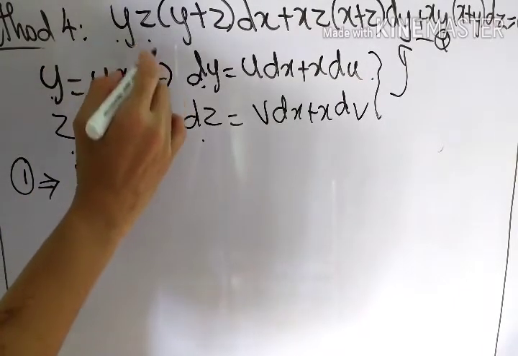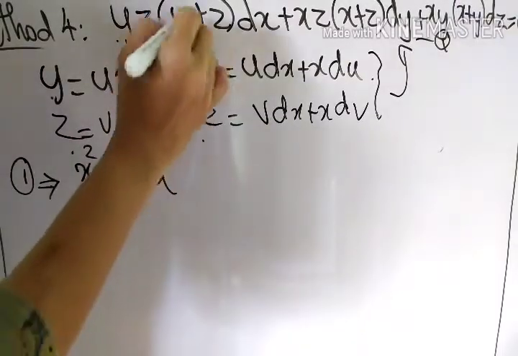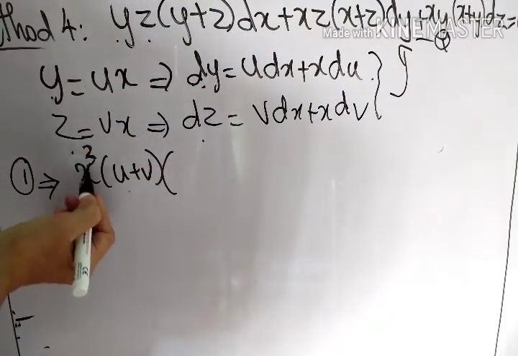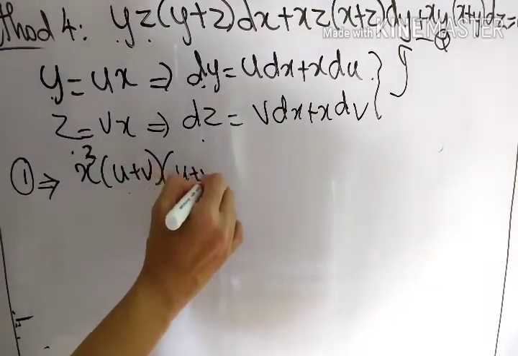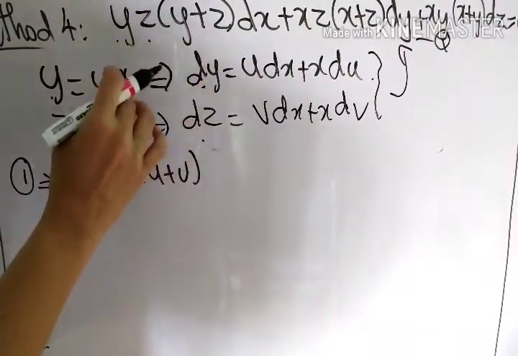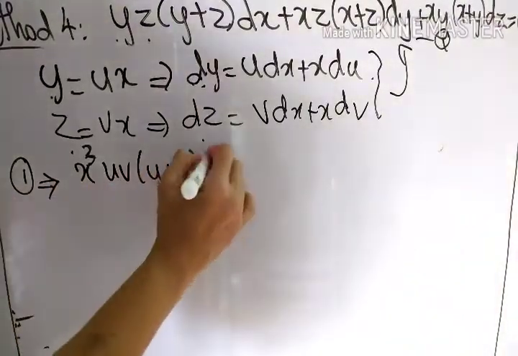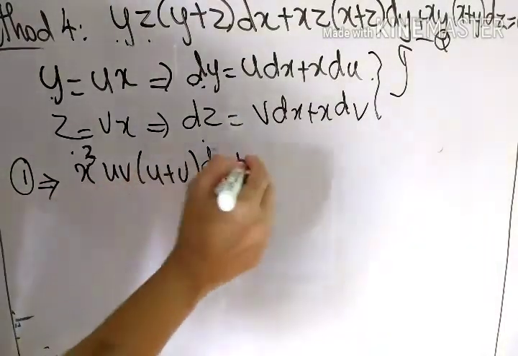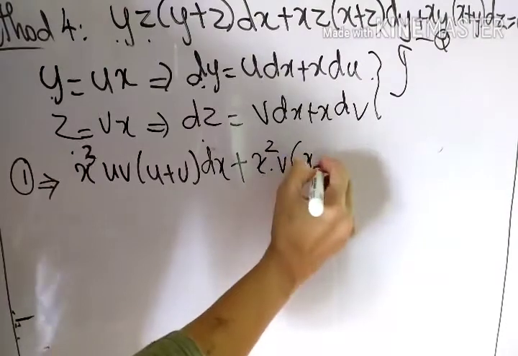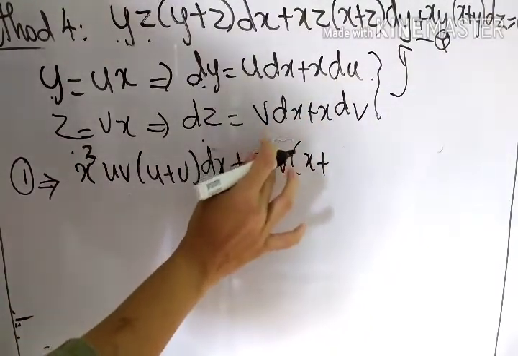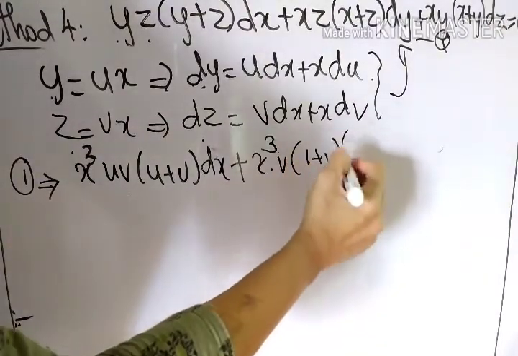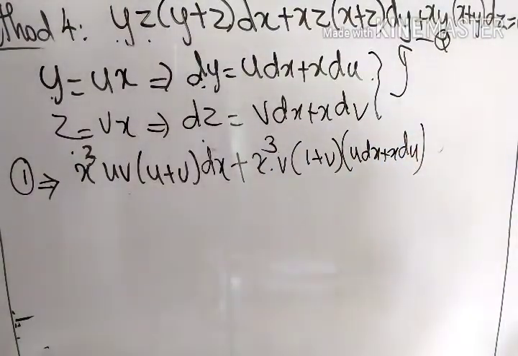here you have ux into vx, that is x square into uv, into, instead of y plus z, I am having another x here, x(u plus v). So I am taking that x outside, so this x square becomes x cube into uv into (u plus v). I made a mistake over here: it is x square into uv. dx remains intact, plus x, I have nothing to substitute for x here, instead of z I'll put vx, so this is x square into v. Now again x plus z is x(1 plus v), so I'll take an x outside, so this becomes x cube, and inside the brackets 1 plus v, and instead of dy I'll be having u dx plus x du. Okay, so much for the second term.